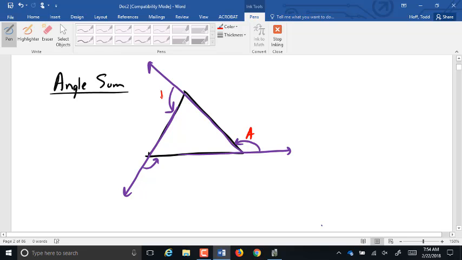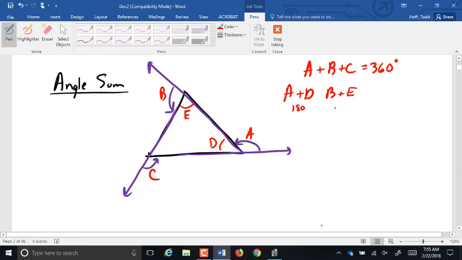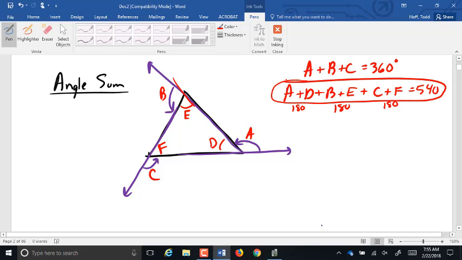So I'm going to call these angles A, B, and C. What do I know about the sum of angles A, B, and C? 360 degrees. It's a full turn, right? If this here is angle D, what do I know about A and D? A plus D is 180 degrees. If I call this angle E, what do I know about B and E? 180. It's a straight line here, right? If I call this F, what do I know about C and F? 180. So if I add those three together, that is 540, right? So all six of those angles add up to 540.